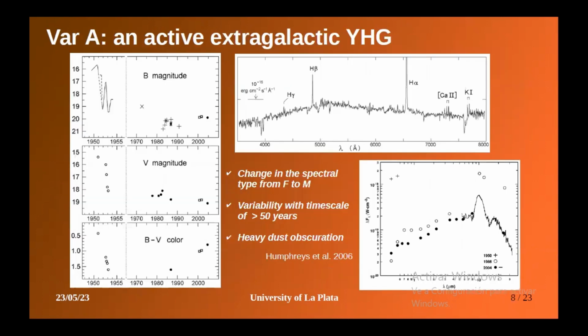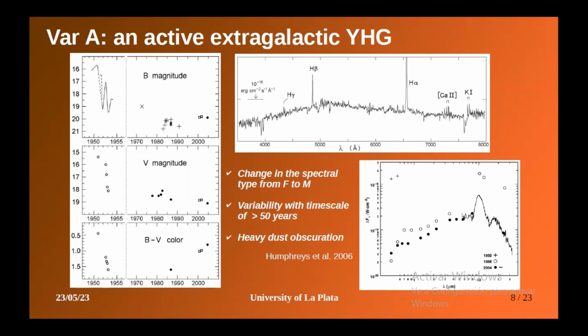Now, beyond the galaxy, the only well-established yellow hypergiant is just one, and this is Var A. This is captured in M33. This is one of the brightest stars in M33, actually. So the interesting fact for this star is that the star changed its spectral type from F to M, and this change stayed for almost 50 years. This is the most long-term maintenance of this status of a yellow hypergiant.